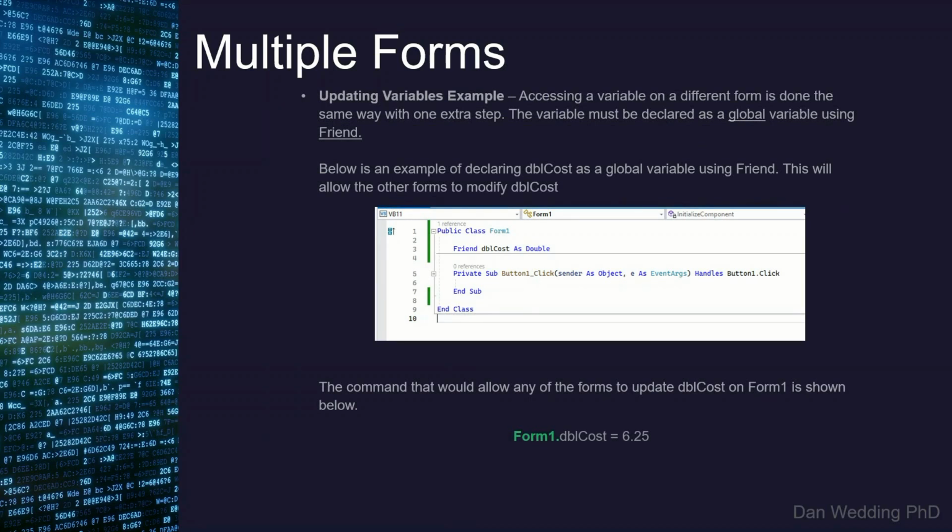Accessing a variable on a different form is done the same way with one extra step. The variable must be declared as a global variable using Friend. Below is an example of declaring double cost as a global variable using Friend. This will allow the other forms to modify double cost. The command that would allow any of the forms to update double cost on form 1 is shown below.